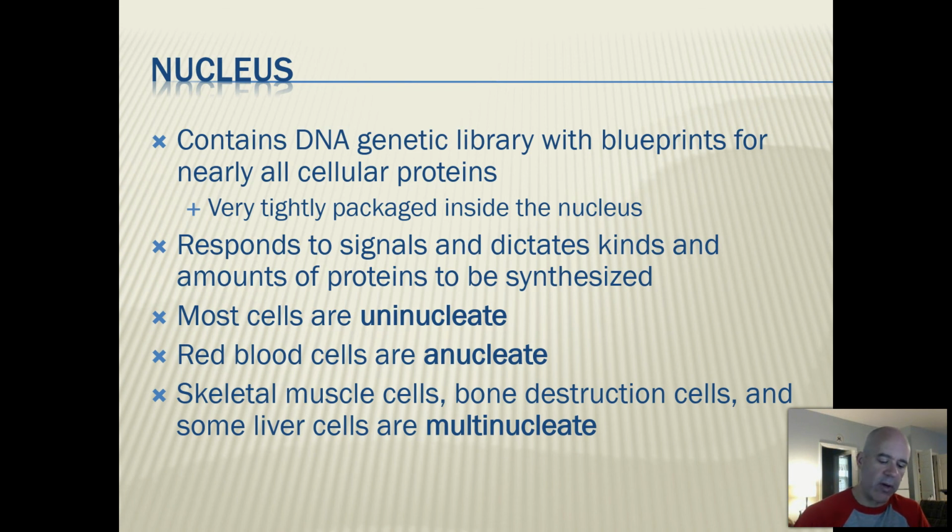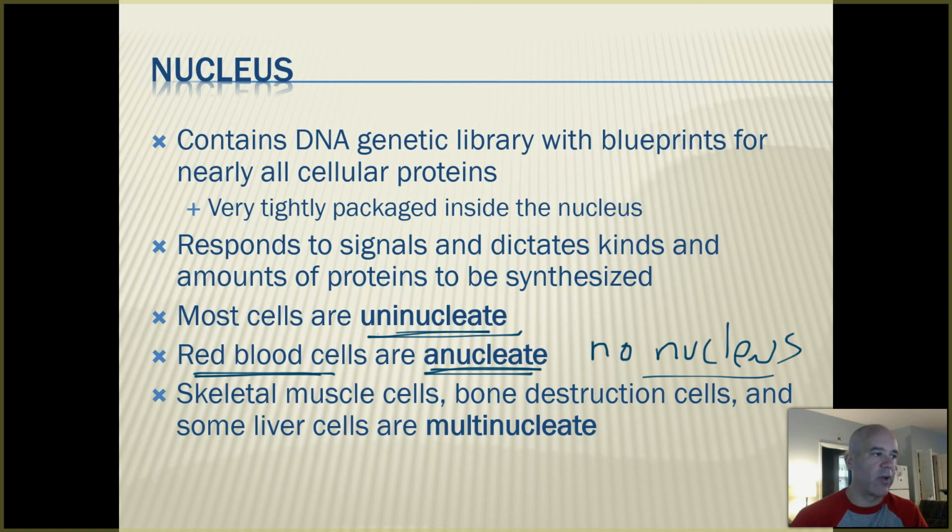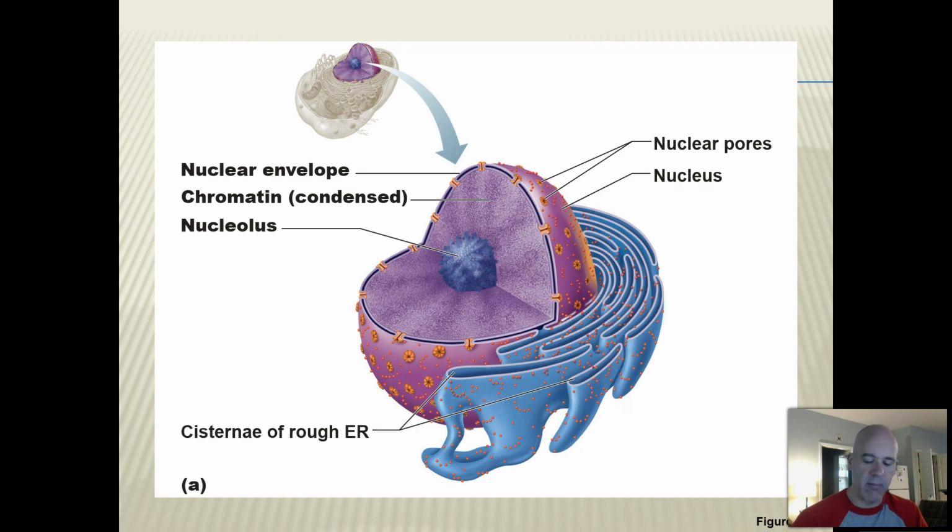A couple of terms over here for you guys to be familiar with. Most cells in your body are uninucleate. That means they have one nucleus per cell. Your red blood cells are unusual in that they are anucleate. A, that prefix there, means without. So those cells actually have no nucleus. And then there are a few cell types in your body that are multinucleate that we'll hear about as you go through your A&P classes, which means one cell has more than one nucleus. Those are more unusual.